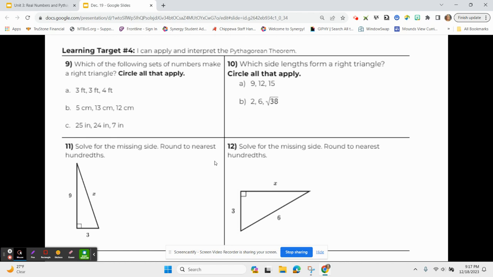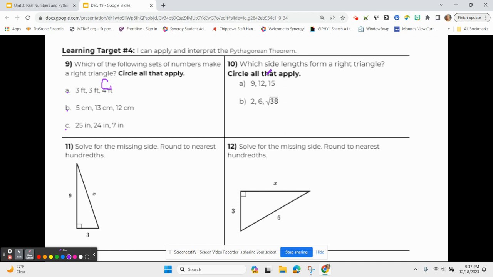Now, once you hit 9, 10, 11, and 12, these are all Pythagorean theorem. You may use a calculator. So calculator is okay. You are checking to see which of the following make a right triangle. So use your Pythagorean theorem to check. Remember, your hypotenuse is always the longest side. So right here, you are checking to see which of these make a right triangle.